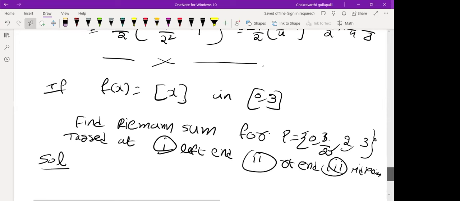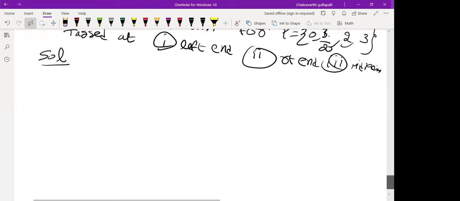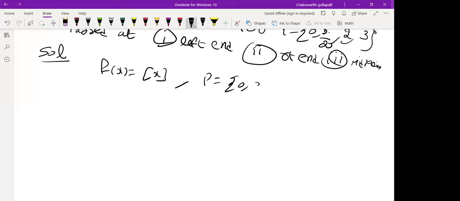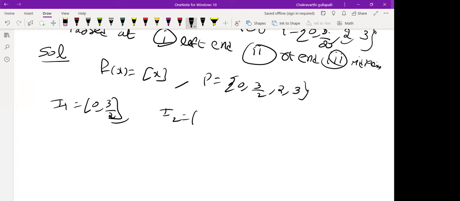So earlier we found increasing, decreasing, finding derivative. This is not differentiable at all. So f of x is box x. The partition given is 0, 1, 3 by 2, 2, 3. Now first interval 0, 1. Second interval 1, 3 by 2. Third interval 3 by 2, 2, and so on.